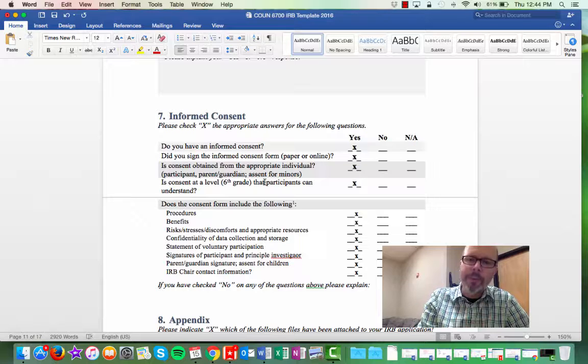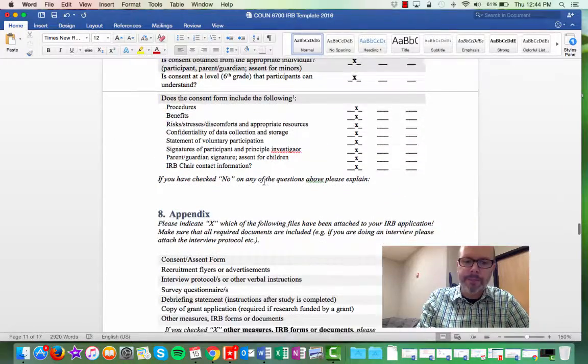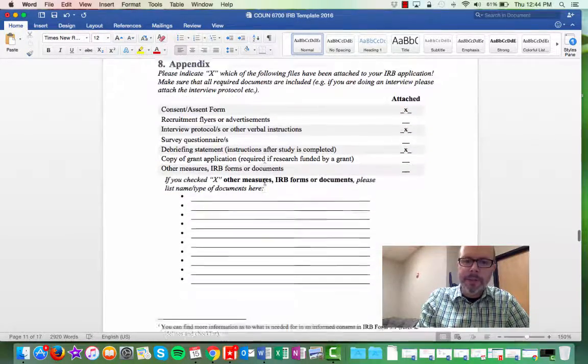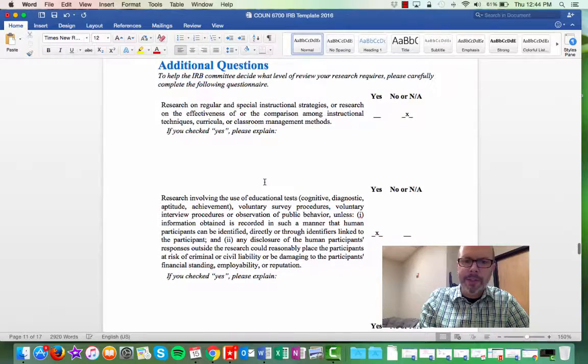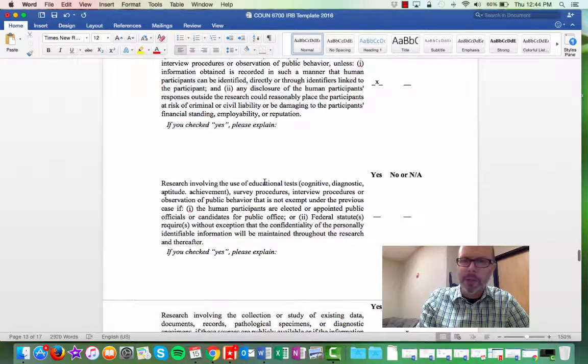Okay, informed consent. We're going to go over that in another screencast. But all of these pieces are in the informed consent that I have created a template for you as well, and we'll go through that in another screencast. All right. I think that's it. If you have any other questions about this, just let me know.